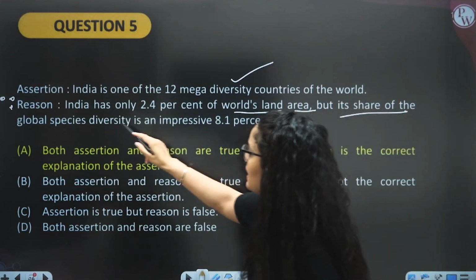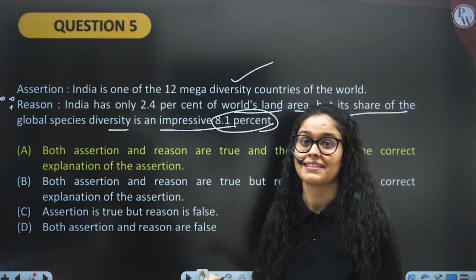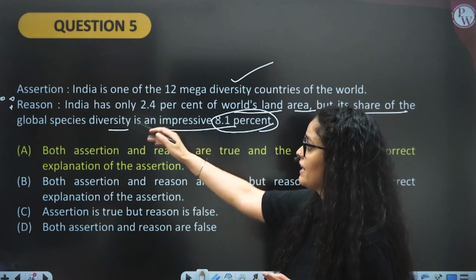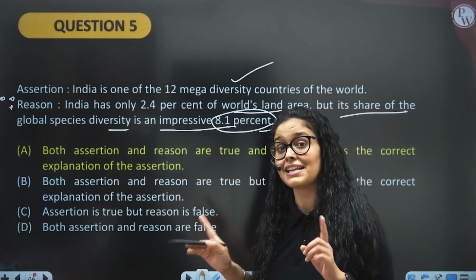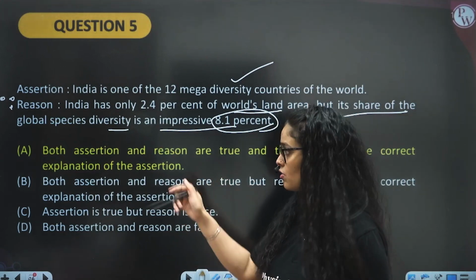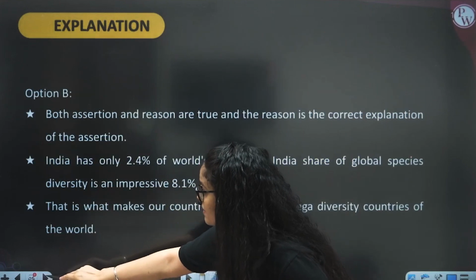But its share of the global species diversity is an impressive 8.1%. Right? So it is sharing 8.1% of the global species diversity. That's why it's very impressive, and we call it mega diversity. So this is the perfect reason. So we will just choose the A answer in this particular case, right?